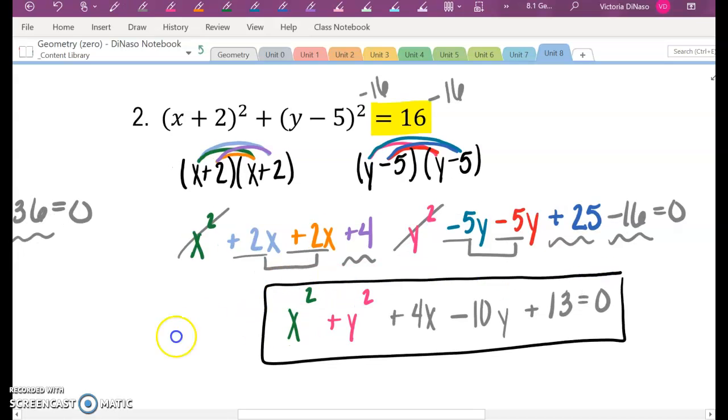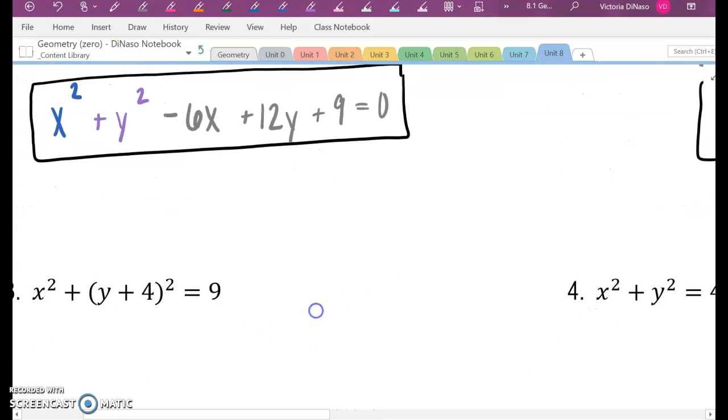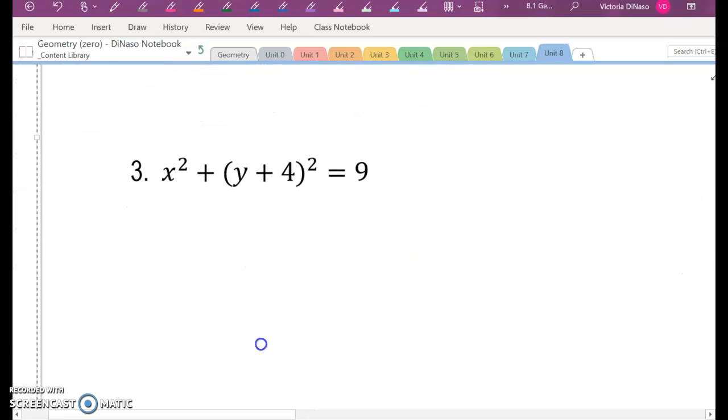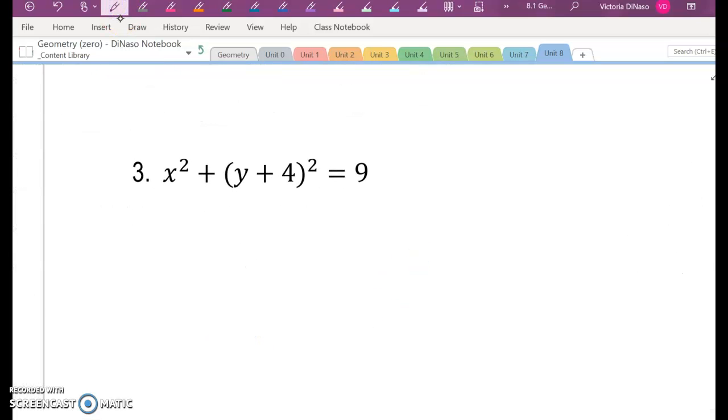Number 3. So for number 3, we've got this x squared. Now I don't have anything to multiply by, right? So we're just going to leave it as x squared. So it's going to go first. The only thing that we actually have to do is take (y plus 4) times (y plus 4). So we're going to multiply these.